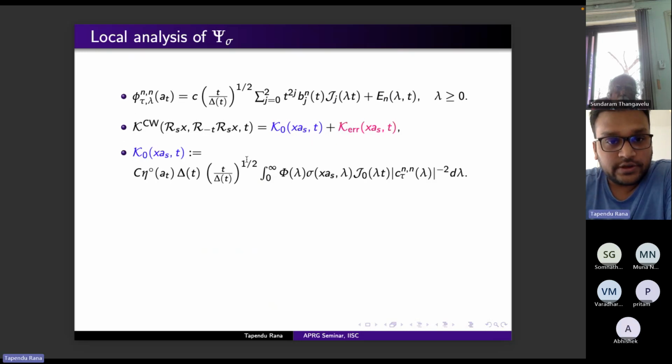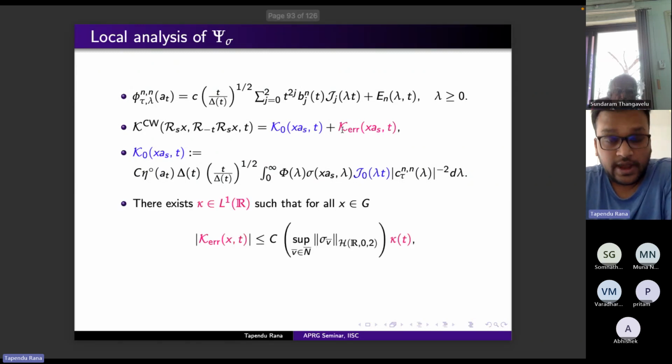For K0 XAST, you can write it like this. And this error part of this Kaufman-Weiss kernel, you can handle it very well in the following sense: you can get an integrable function kappa, where you can dominate this K error of x by this kappa, where kappa doesn't depend on x.